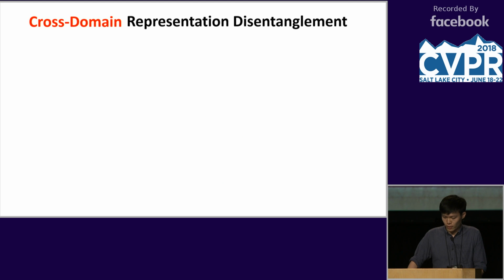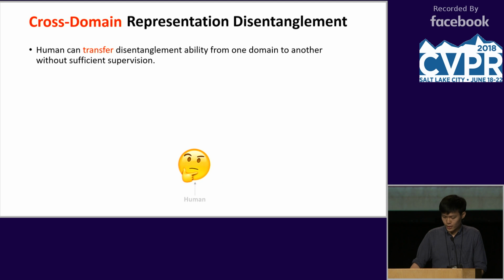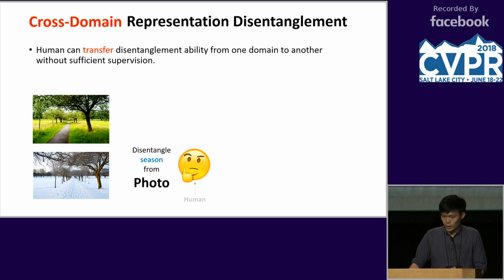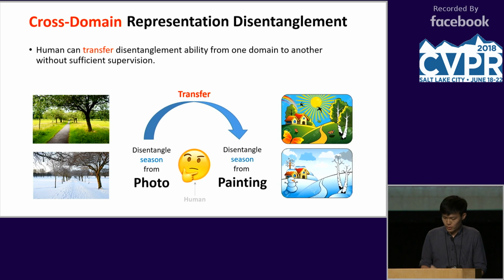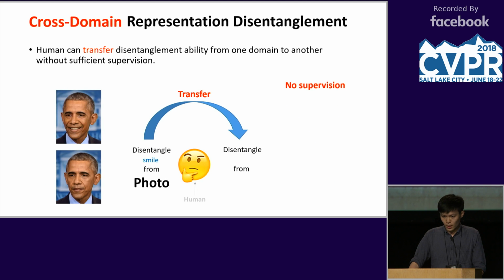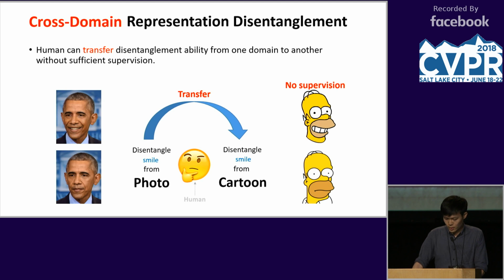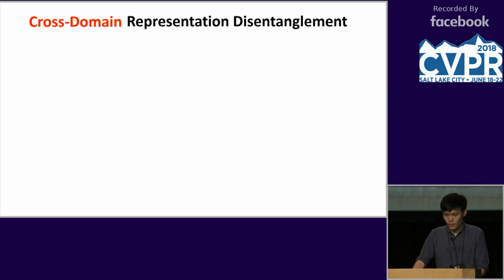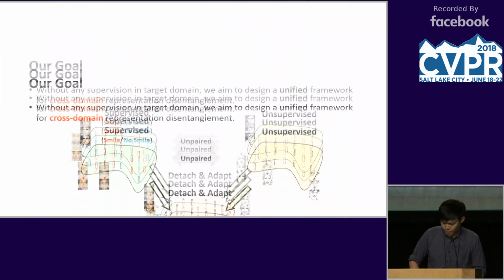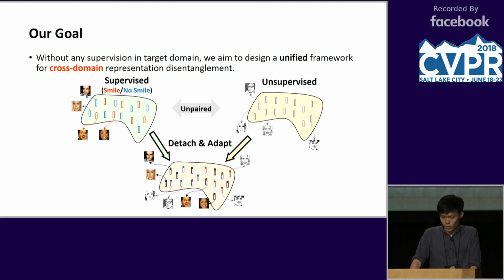Moreover, human beings have another ability. For example, we can extract seasons from photos, and then we are able to transfer this disentanglement ability from photo to painting without additional supervision. Similarly, we are able to disentangle facial expression from photos and transfer to cartoon without additional supervision. So, how about machines? Therefore, we aim to fulfill cross-domain representation disentanglement on machines. To be more detailed, our goal is to design a unified framework for cross-domain representation disentanglement with the supervision from single domains.